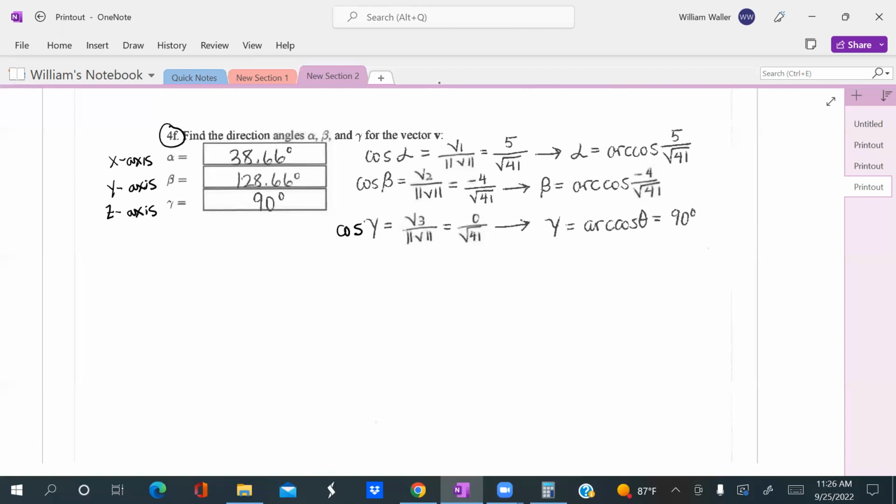Okay. So there you have it. There are the three direction angles for this vector v. So you probably want to remember these formulas for the test, correct? How do you find the three direction angles for a vector in 3 dimensions?